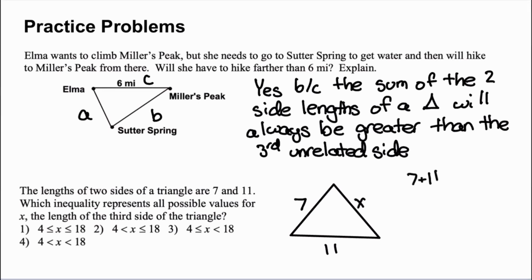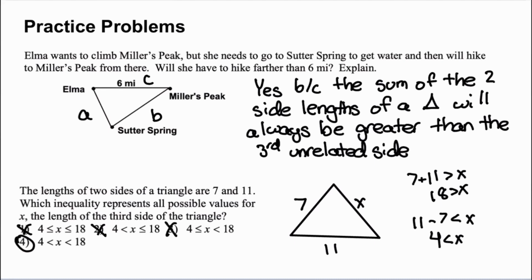So 7 plus 11 has to be greater than x. So 18 has to be greater than x. We can actually just eliminate both 1 and 2 because we're never going to have those equal signs pointing towards the 18. And in a similar vein, a minus b can't be less than c. So 11 minus 7 has to be less than x. So 4 is less than x. And this is going to be answer choice 4.